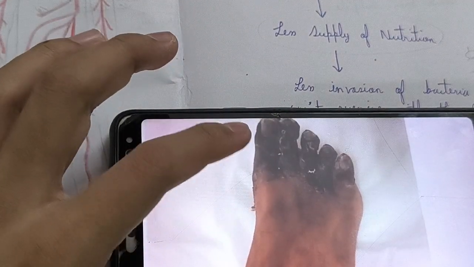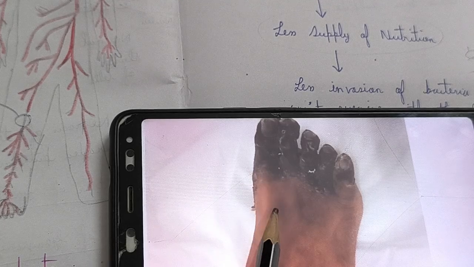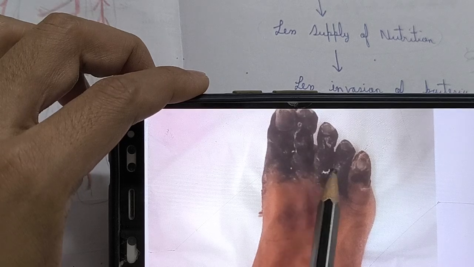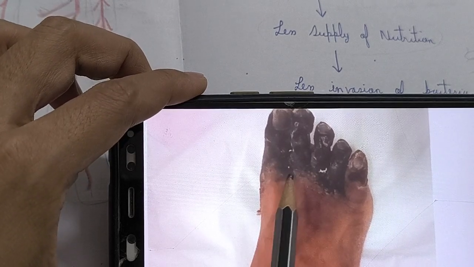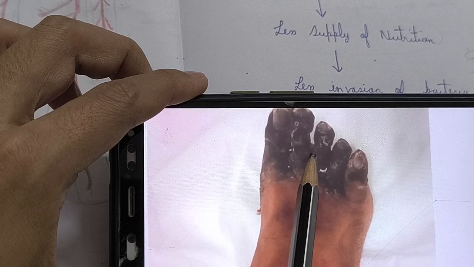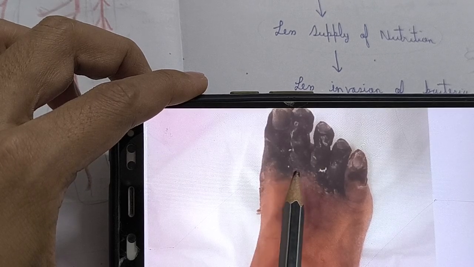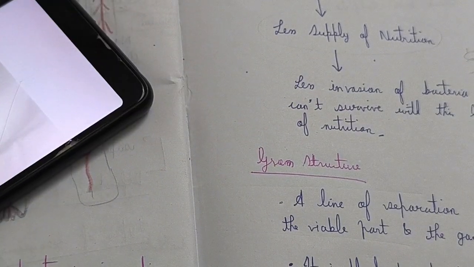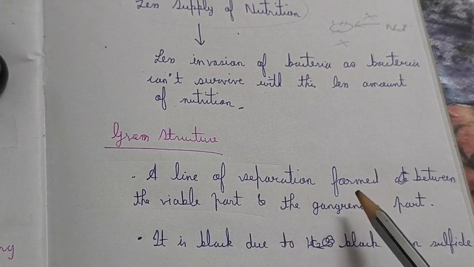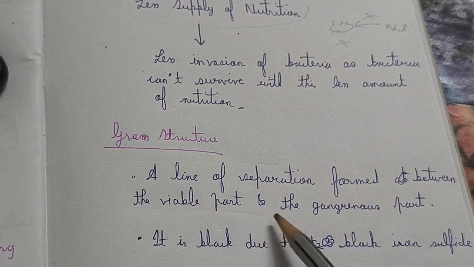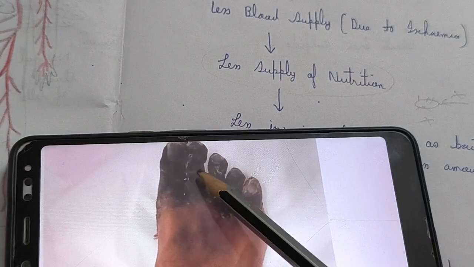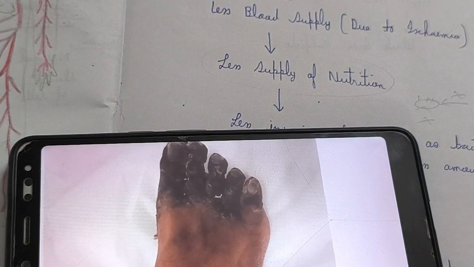Now I want to explain about the gross structure. So friends, here this is a case of dry gangrene. You can see that this is the affected portion and this is the normal portion. Between the necrotic portion and the viable part, a well-defined line of demarcation is seen. So I have written that a line of separation is formed between the viable part and the gangrenous part. Now here, this dry gangrenous part is dark or black in color. Now I am going to explain the reason why.